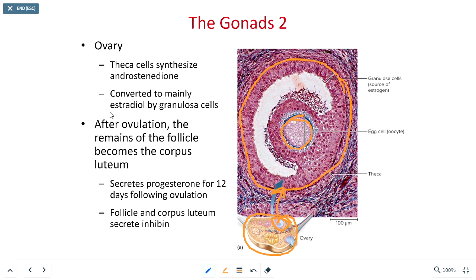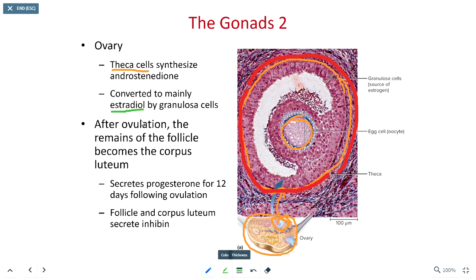Within the follicle before ovulation, we have theca cells. Those theca cells are going to be around the outer perimeter. As we look at the theca cells, I'm going to go ahead and color them bright red, and they're shown here in the outer perimeter of the follicle. Those theca cells are going to synthesize a chemical compound known as androstenedione.